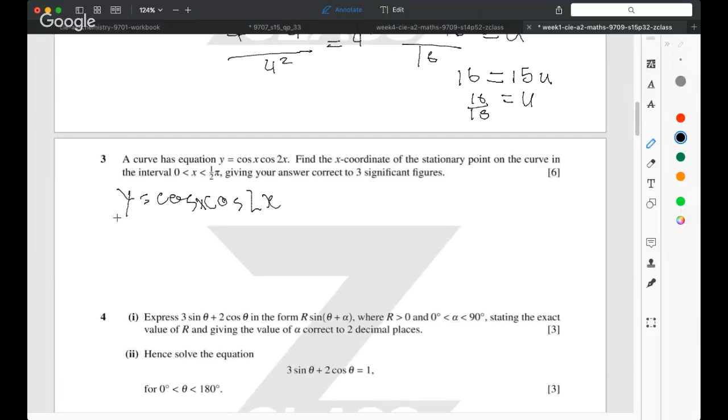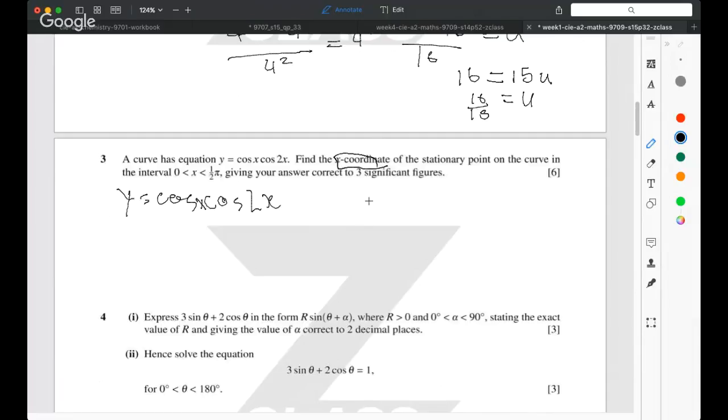So what does this question ask you to find? It's asking you to find the x coordinates of the stationary point on the curve. So basically, it asks you to find the stationary points of this function. So what is the method for finding stationary points? Calculus, something in the calculus, the maximum point and the minimum point.